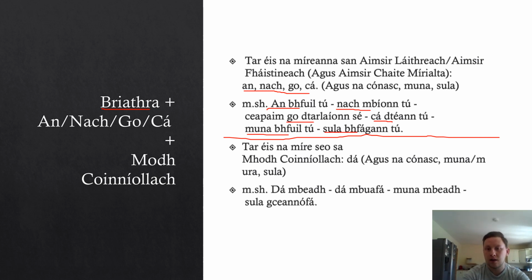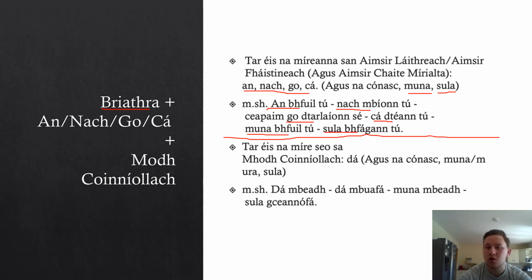So we see here sula, mura, and then we have an, nach, go, and cá. These are really handy, but you would be used to some of these because some of them are question forms. Like in the Modh Oibriúcháin and the Aimsir Láithreach, where it's an plus urú, because we're asking a question, so we're adding urú to the verb. That's nothing new for you, but if you have, like, ceapaim go dtarlóidh sé, I think that happens. Cá ndéan tú, where do you go? Mura bhfuil tú, if you're going to. Examples of that are really, really handy.